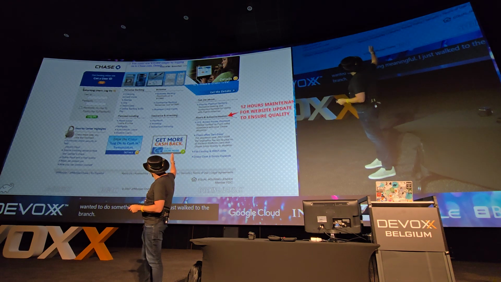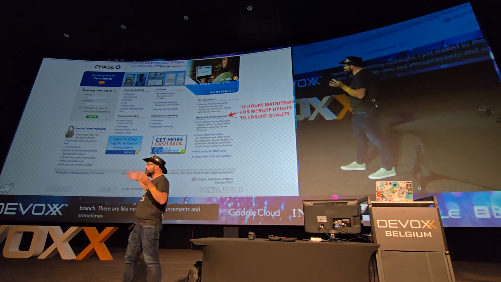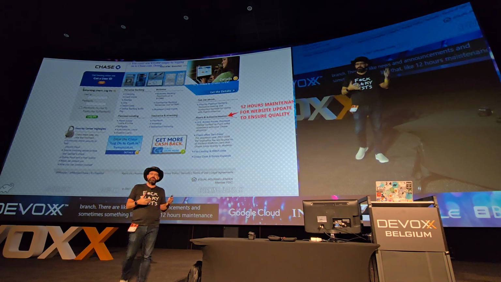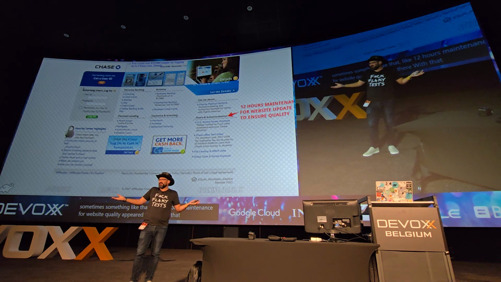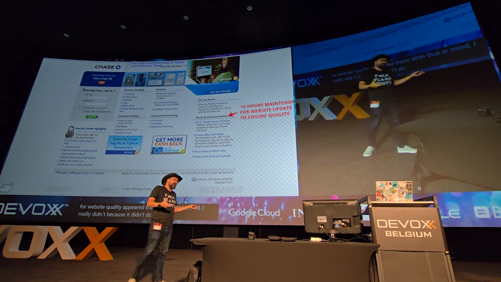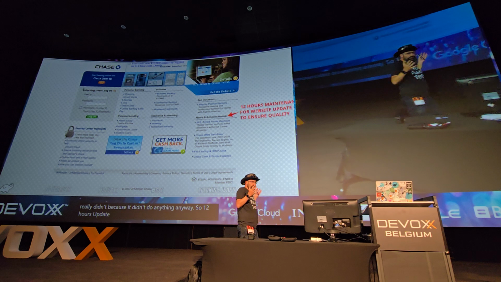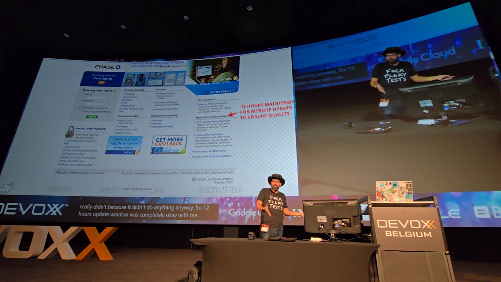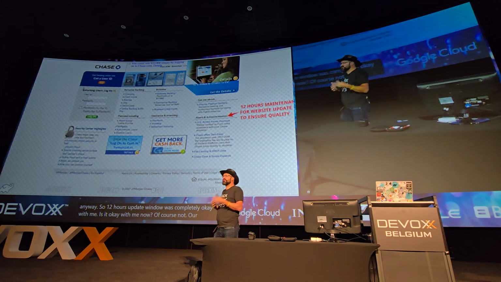There are news and announcements, and sometimes something like a 12 hours maintenance for website quality appeared there. Did I mind? I really didn't, because it didn't do anything anyway. So a 12 hours update window was completely okay with me. Is it okay with me now? Of course not. Our standards of quality changed over time.